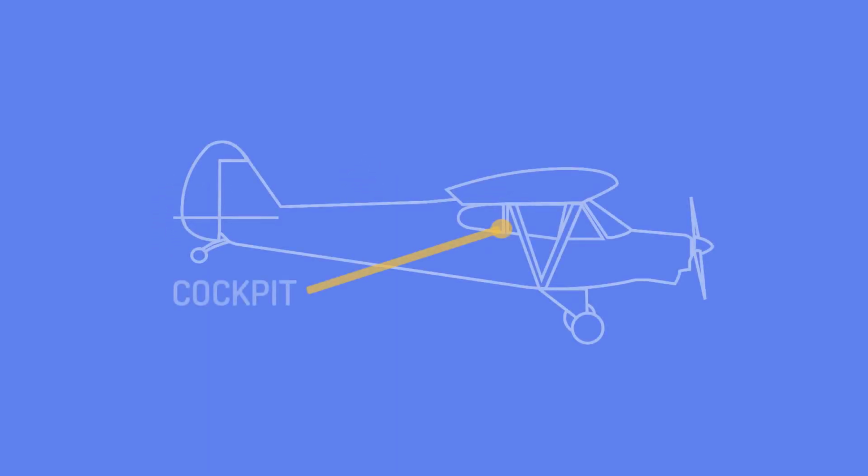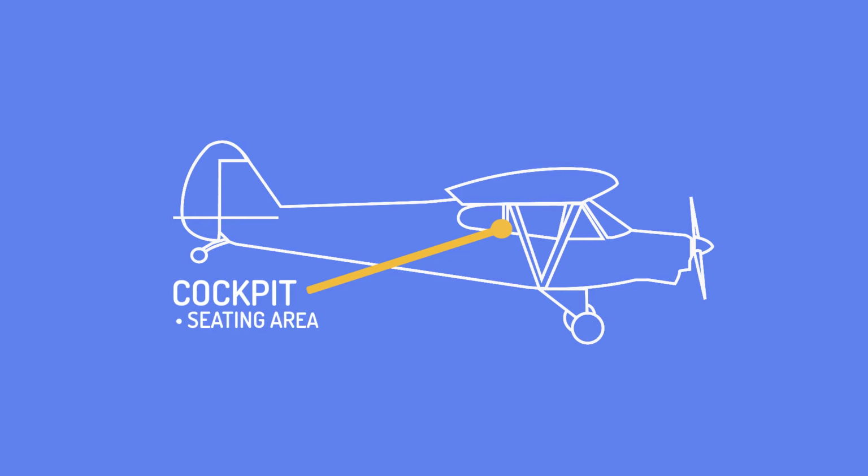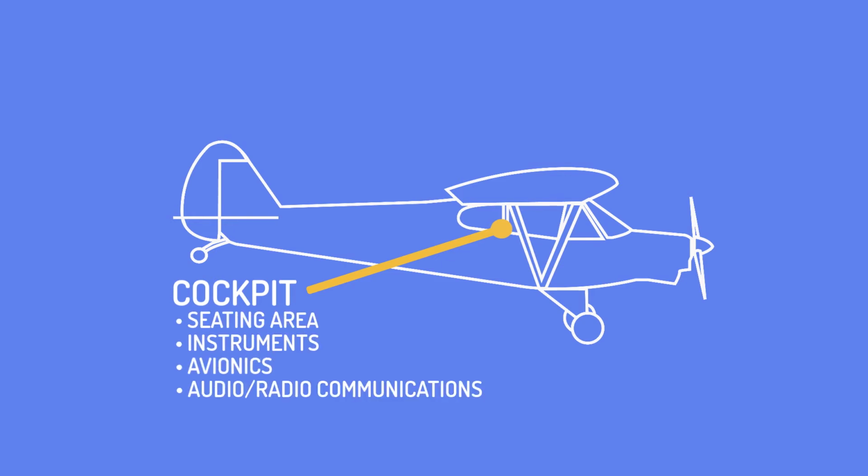The cockpit of an airplane is also called the flight deck. This is where the pilot controls the aircraft. The cockpit includes a seating area for the flight crew, flight instruments, avionics, audio and radio communications, and flight controls.